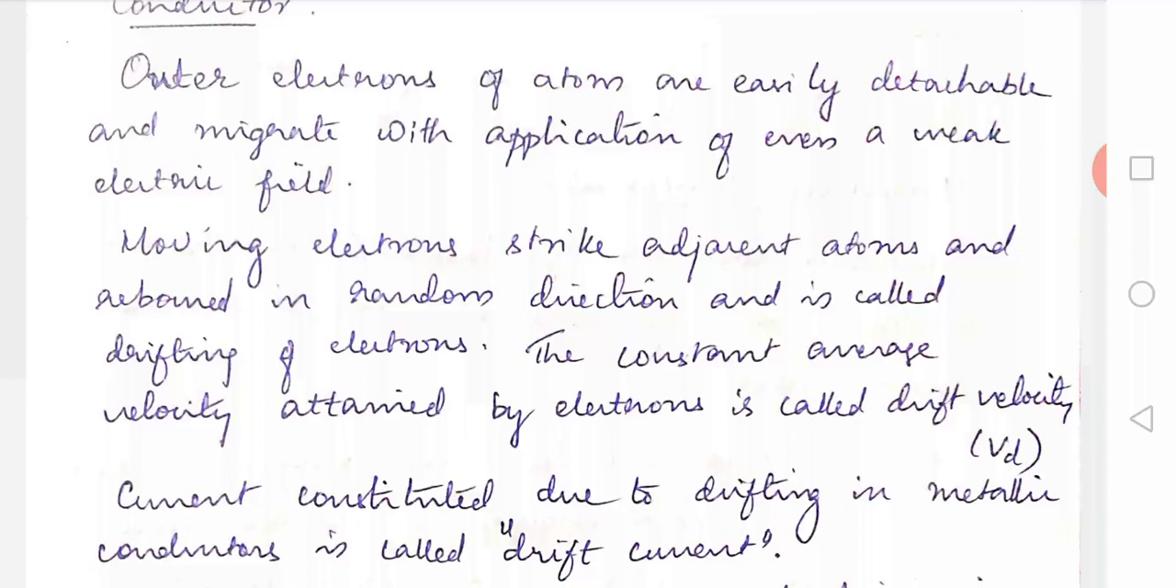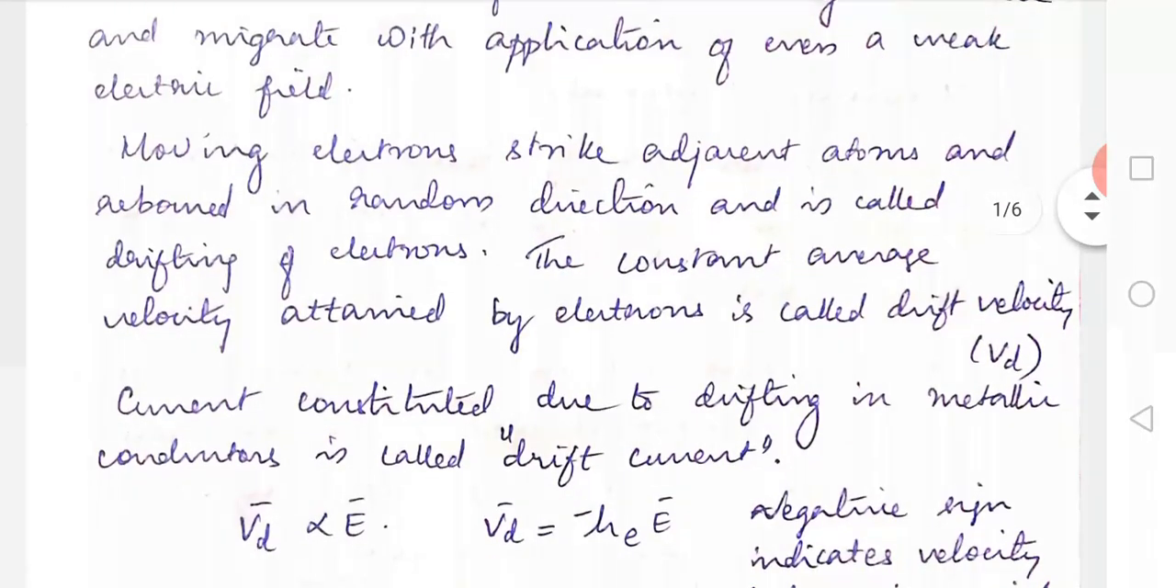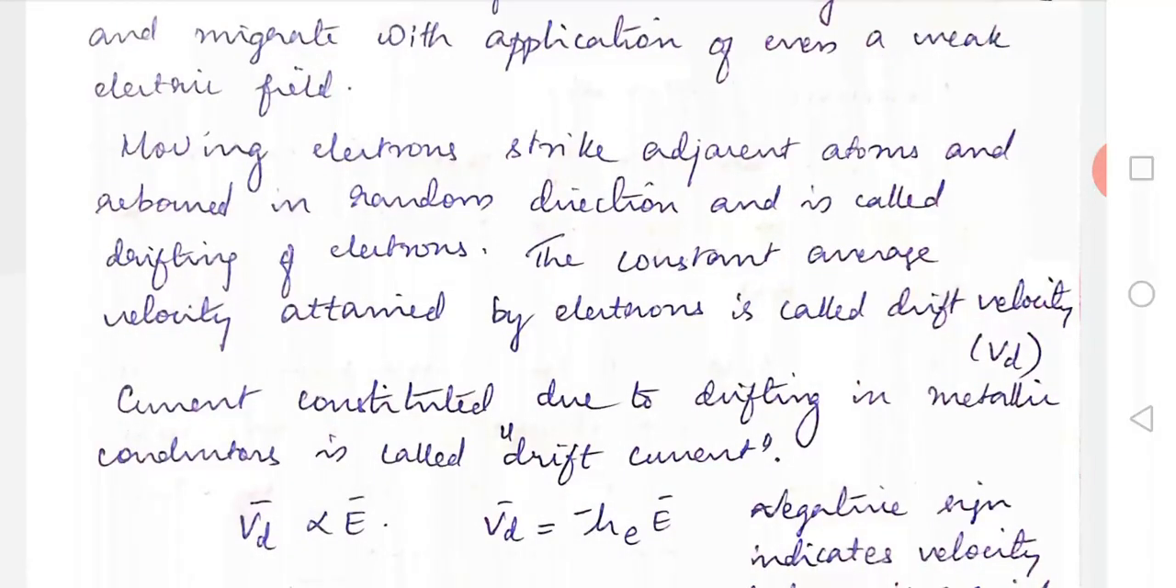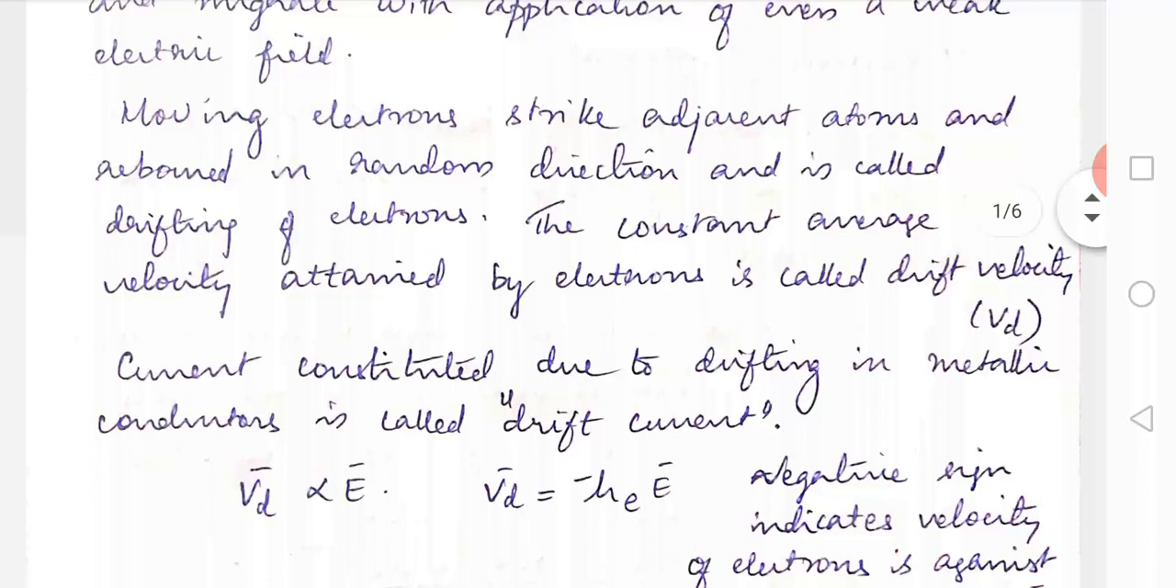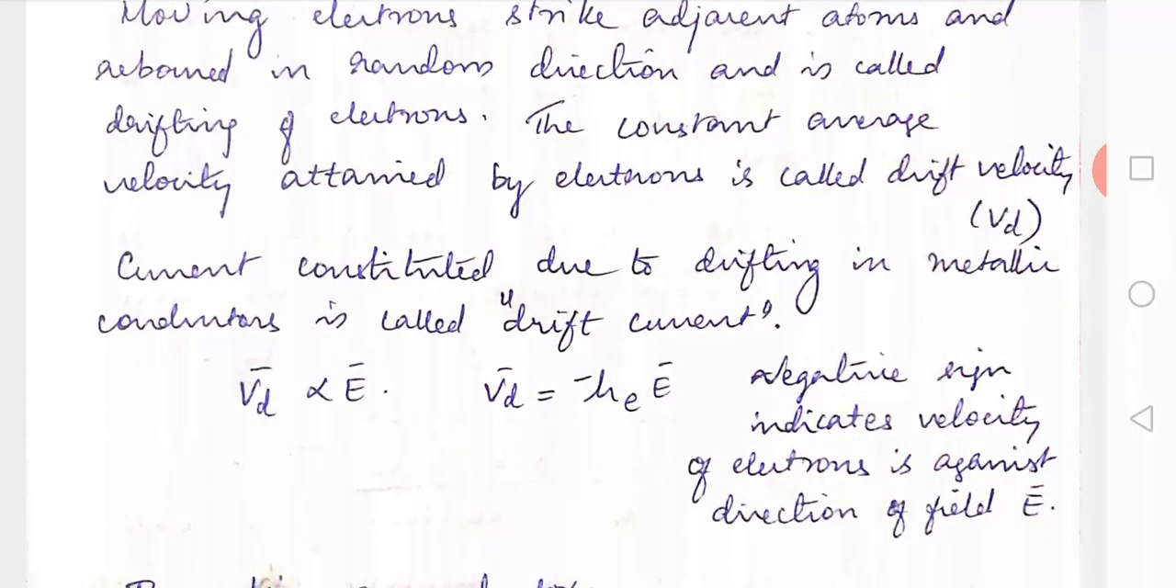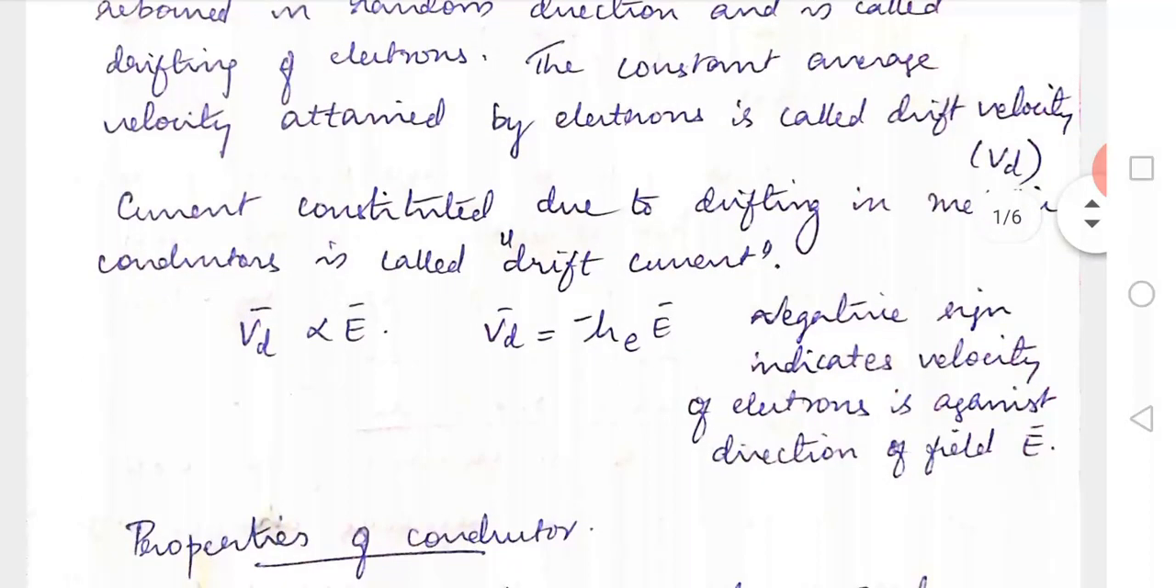But while moving, the moving electrons strike the adjacent atoms and rebound in random directions. And this is known as drifting of electrons. This happens along with the formation of a velocity, and that is known as drift velocity Vd. Now the current constituted due to drifting in metallic conductors is called drift current, and drift velocity is also a vector.